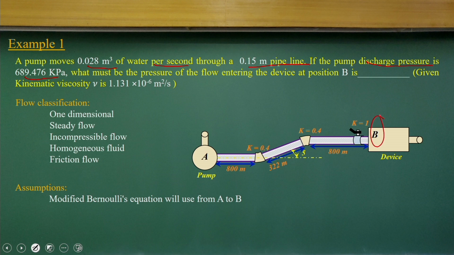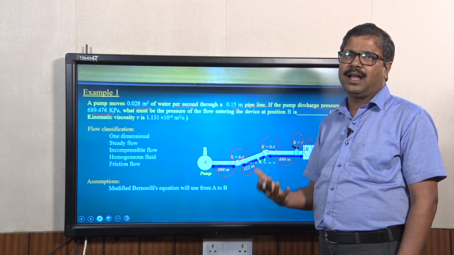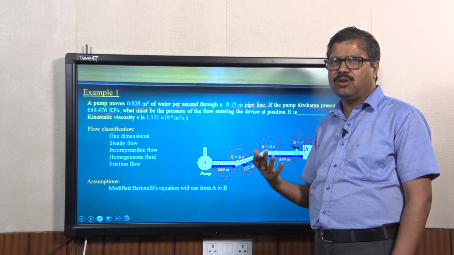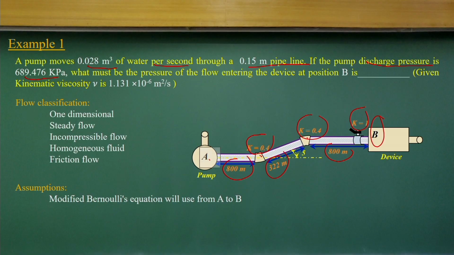That needs to be computed. There are pipe dimensions of 800 meters, 322 meters, 800 meters, connected with two junctions where you have energy losses. The K factor is given to us, with a valve also. So we'll apply the modified Bernoulli equation and the energy loss equations, or use the Moody's charts. Based on these two, we can find out, if you know the pressure at this point, the total energy available at this point.